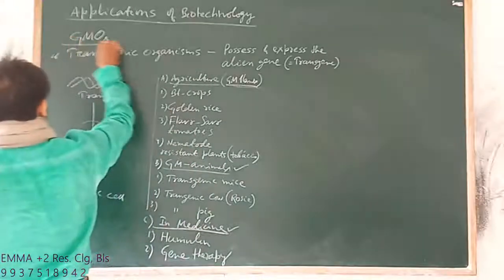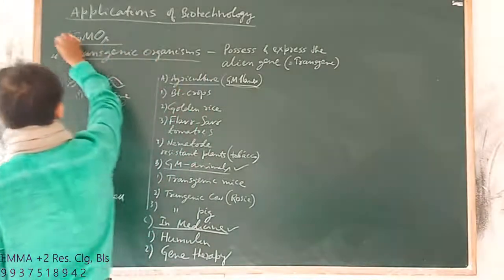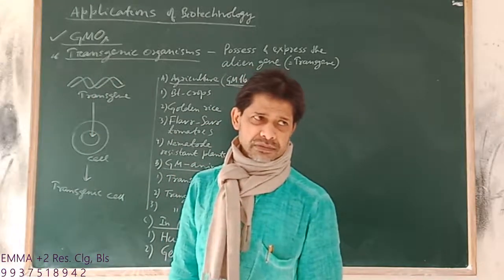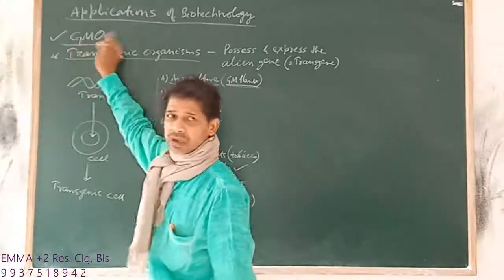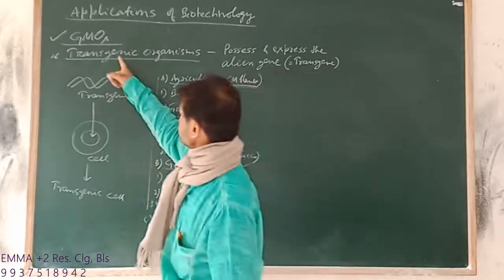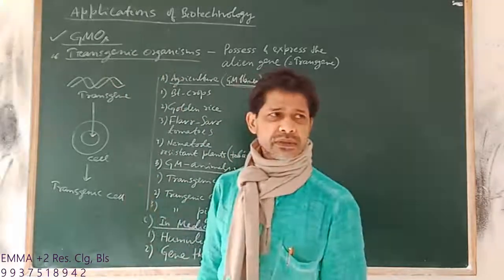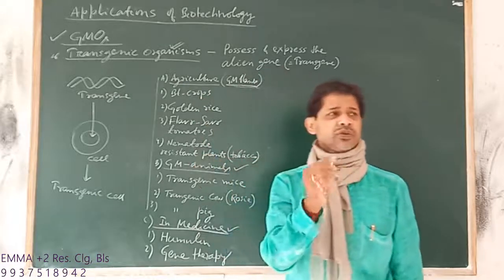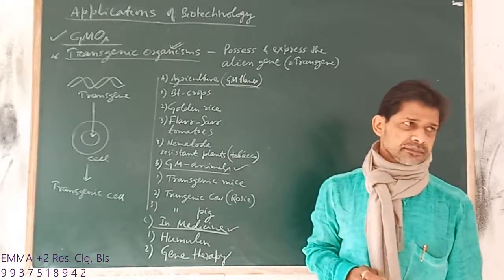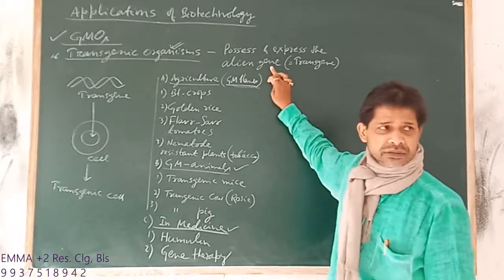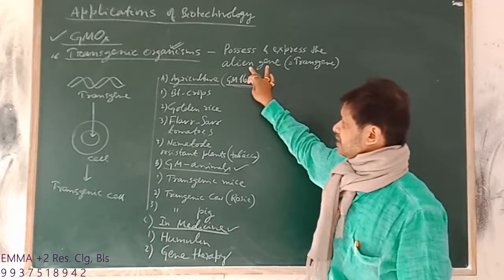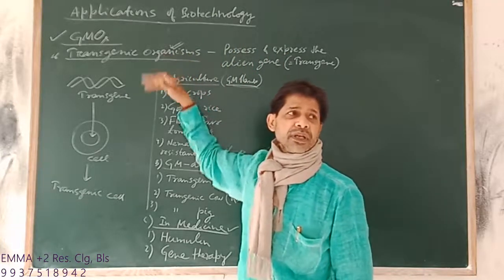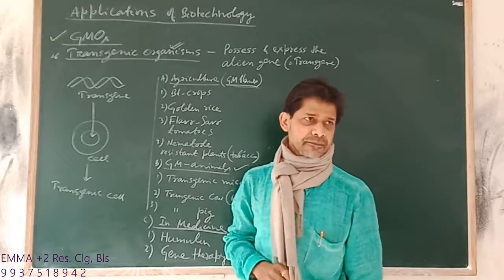Now let's have a look. What do we mean by genetically modified organisms or GM organisms? They are also known as transgenic organisms because these are the organisms with one or two foreign genes. Foreign genes means alien gene. When this alien gene is inserted into the organism, that organism becomes a transgenic or genetically modified organism.